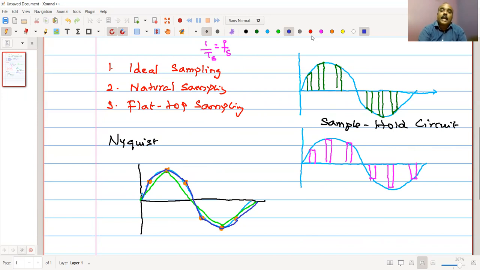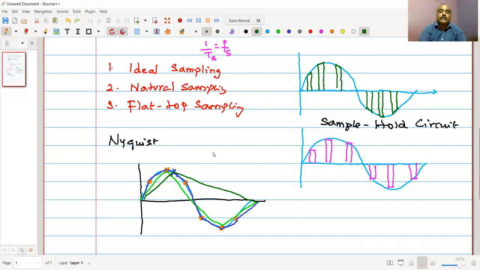So we started with two samples. Now if I take just one sample, not two, let us assume that I am only taking the sample here. If I pass it through the low pass filter, I'm not able to recover the original signal. It's not possible to recover. This is called the aliasing effect in the frequency.